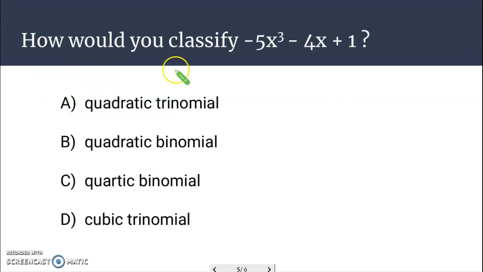Let's classify this one. Trinomial again, 1, 2, 3 terms, so it's either A or D. The highest exponent is a 3. That tells us it's a cubic trinomial.